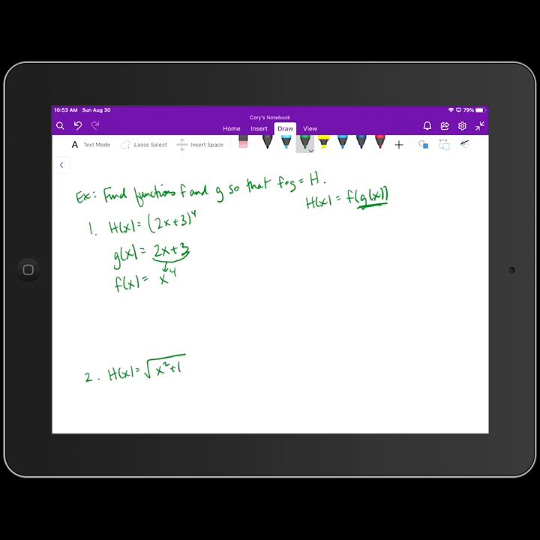But there are a number of different ways that we can do this. So here's what I want you to do. I want you to pause the video. I want you to come up with two additional sets of functions f and g, so that f composed with g is equal to h. So again, pause the video, give that a try, and then come back and we'll look at two other ones.